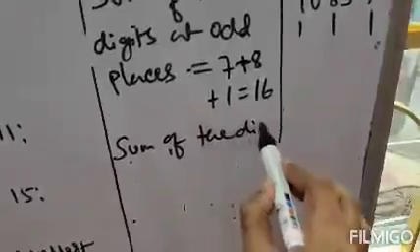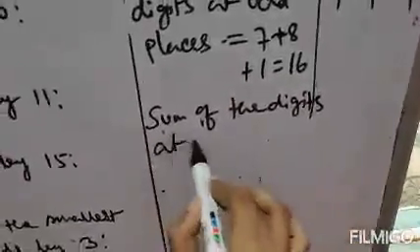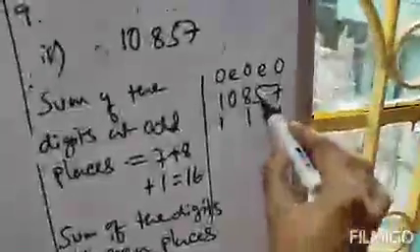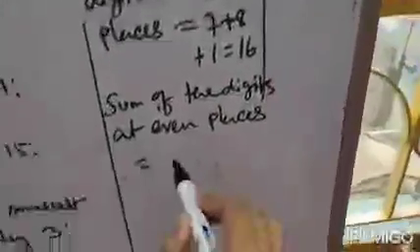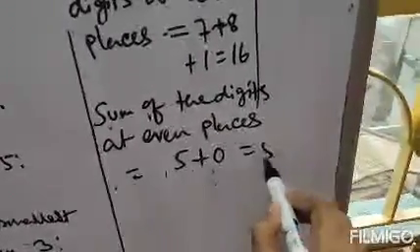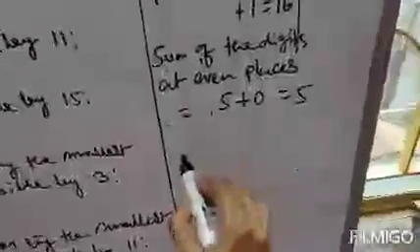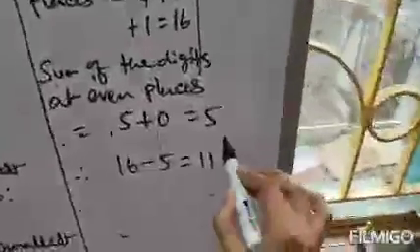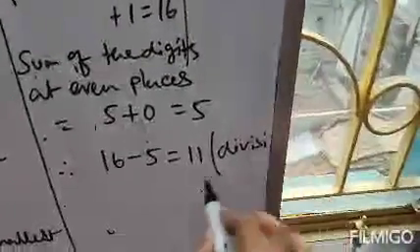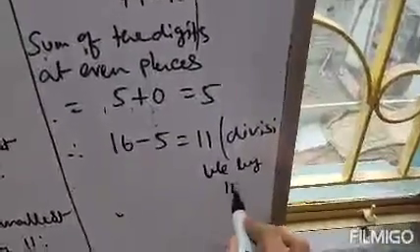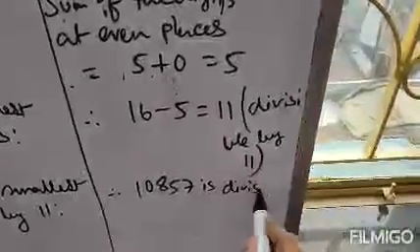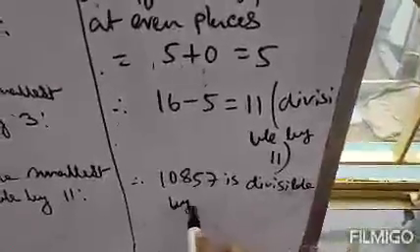Sum of the digits at even places. Even place means 5 and 0. This is even place. So 5 plus 0 gives you 5. Now subtract. So 16 minus 5, this is 11. It is divisible by 11. Clear? So just write in bracket, divisible by 11. Therefore, according to the rule, this number 10857 is divisible by 11. So this is your answer.